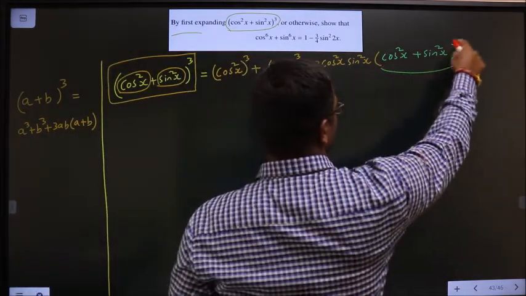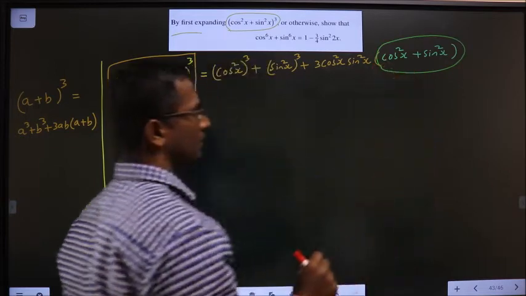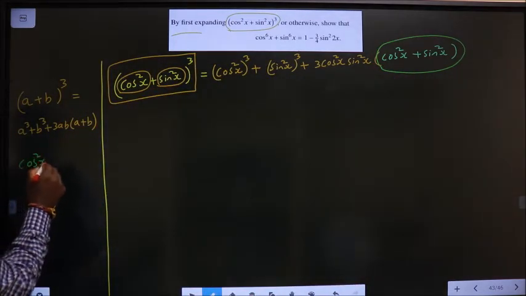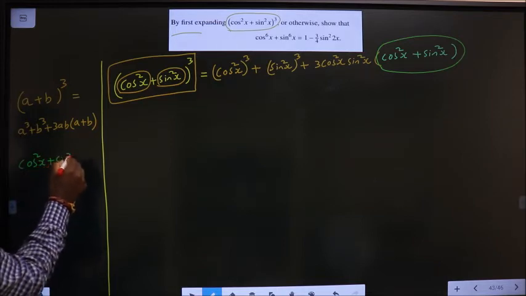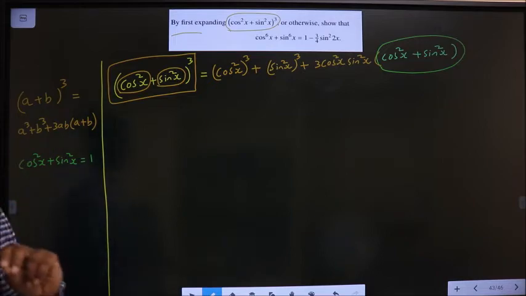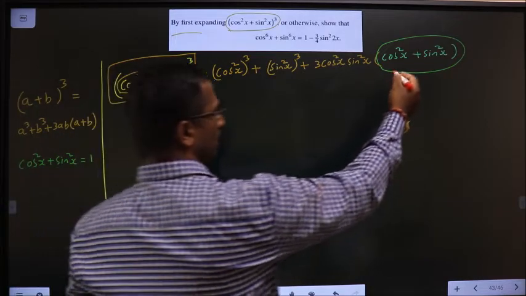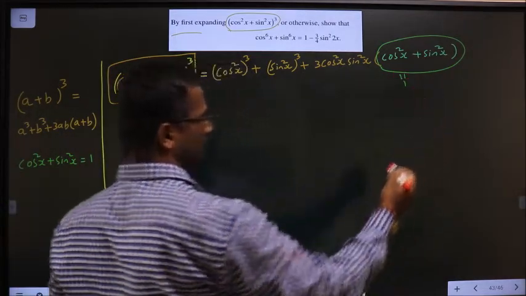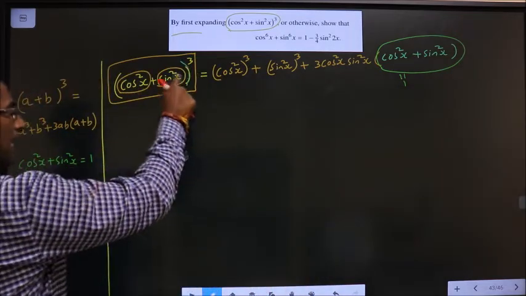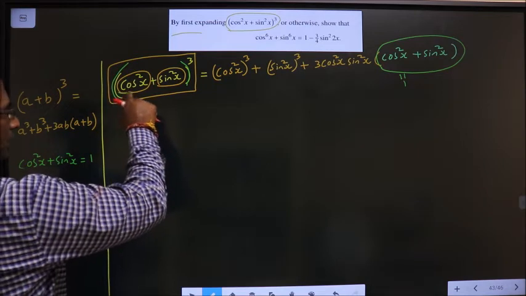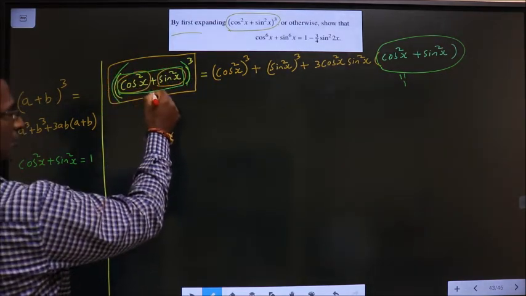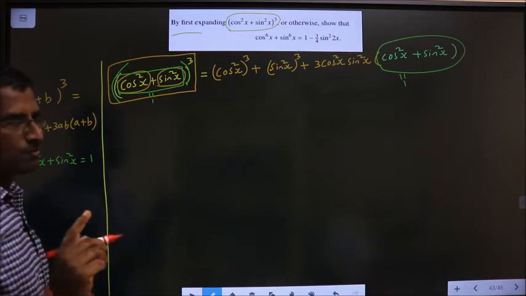what is cos²θ + sin²θ? Remember the basic trigonometry identity: cos²x + sin²x is 1. This is the basic trigonometry identity. So in place of this I will put 1, and also in this bracket, which is cos²x + sin²x, replace it by 1 as well.